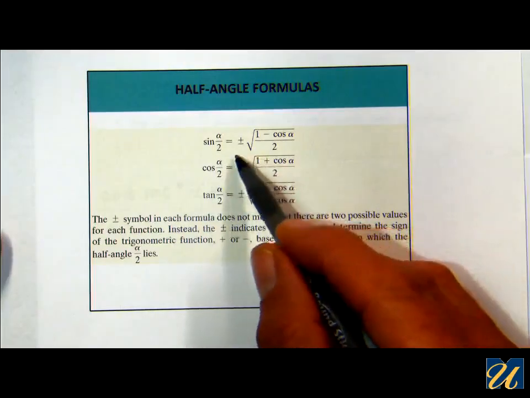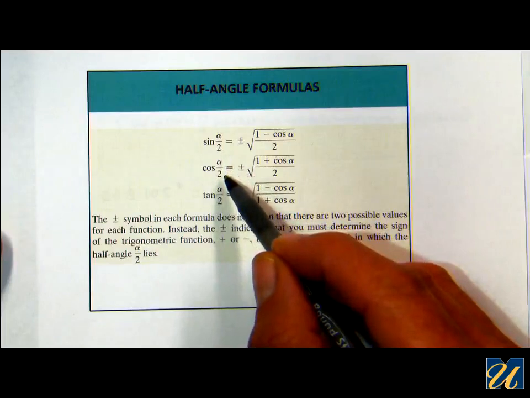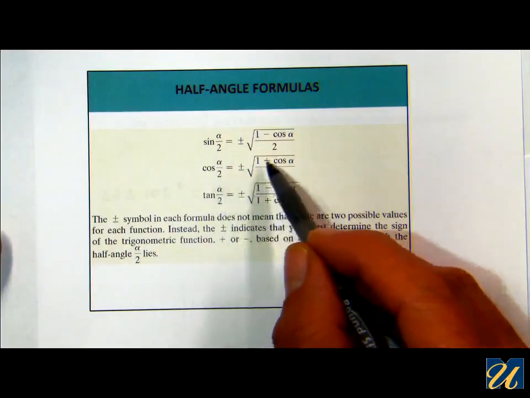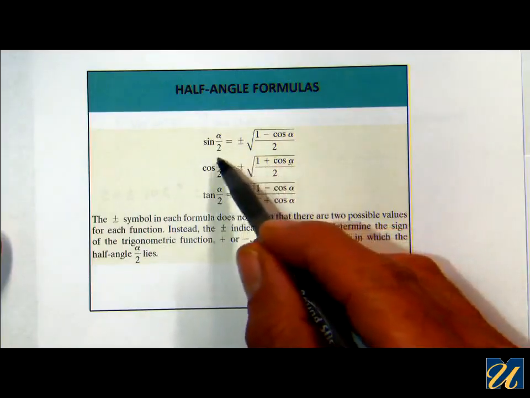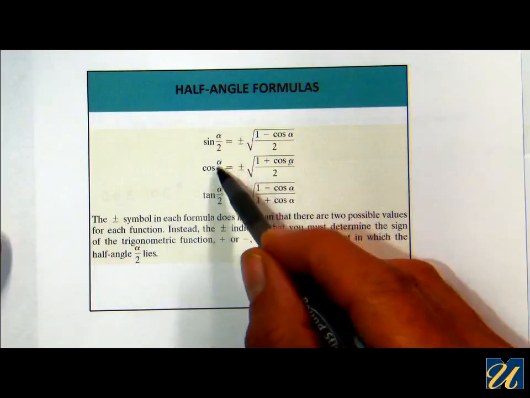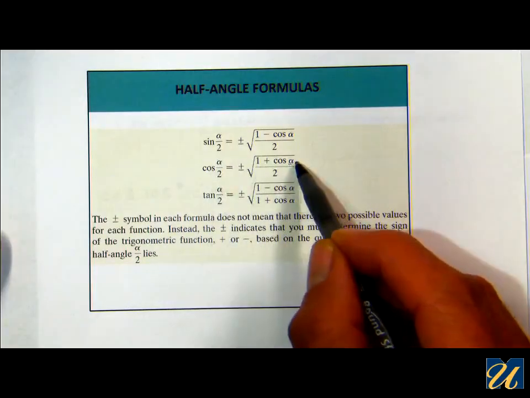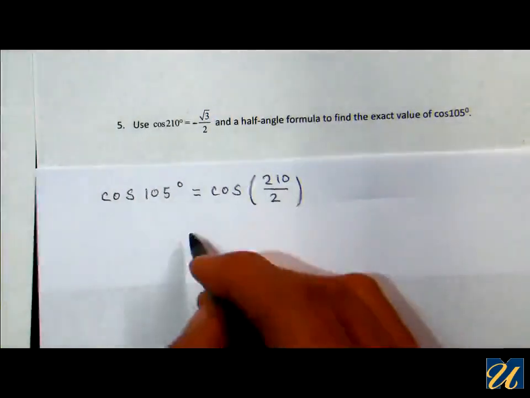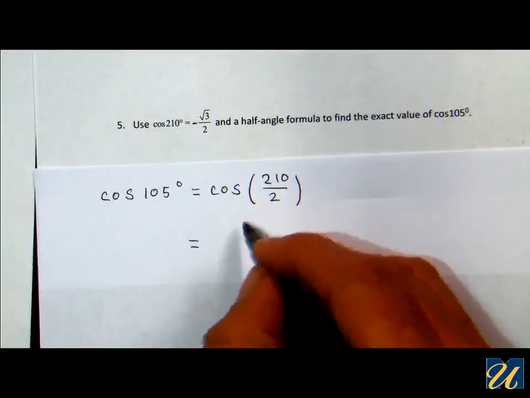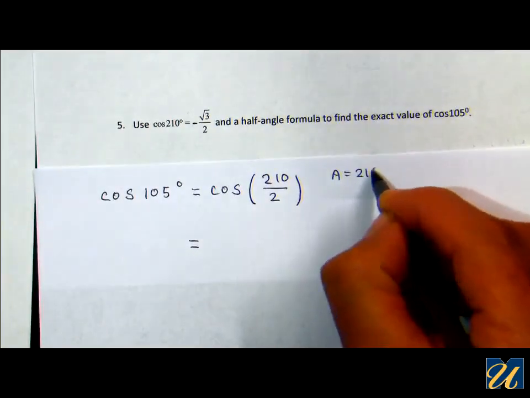Now notice the alpha, the A value here, is 210. And 210 divided by 2, that's the 105 that we're trying to find. But what I'm saying is this is A, and A is this amount, not this amount. That's half of A. Just A itself goes right there, and that's 210. So let's put that in. Use our identity here. So we'll write down here A is 210 degrees.